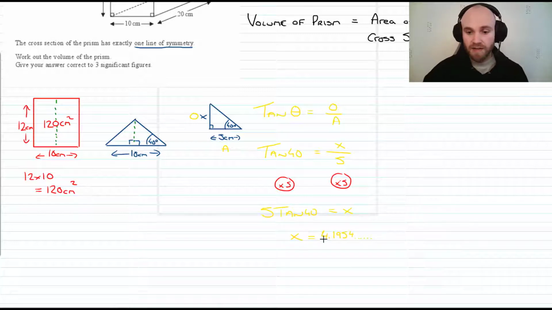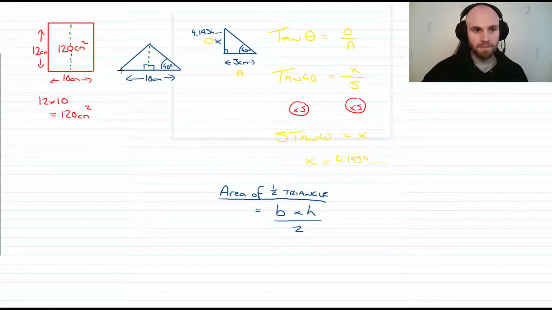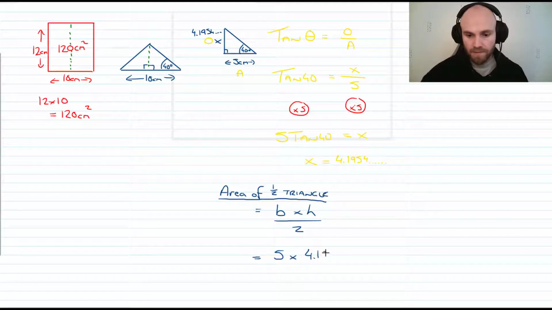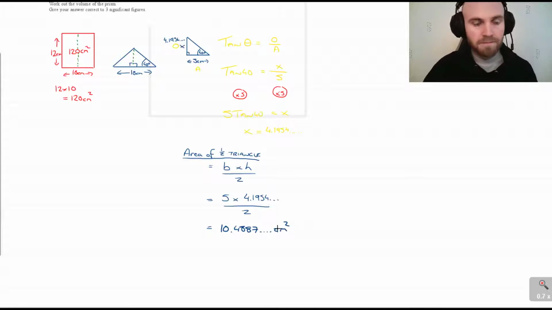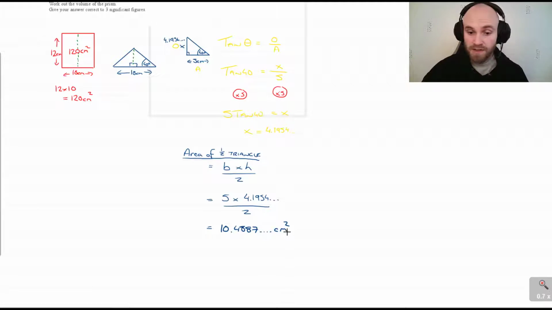So using the calculator, that is going to give us x as being 4.1954, which I'm just going to put in here. So the area of this half of this main triangle here is going to be the base multiplied by the height divided by 2. Well, the base is 5. The height is 4.1954, and so on and so on. We're going to divide this by 2. And that is going to give us 10.4887 and so on centimeters squared for this triangle here. And given that this triangle here is exactly the same as this, we're going to multiply this by 2 to give us the area of this triangle.